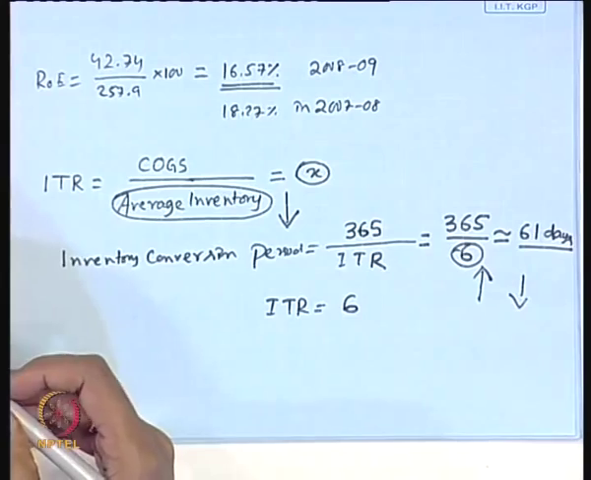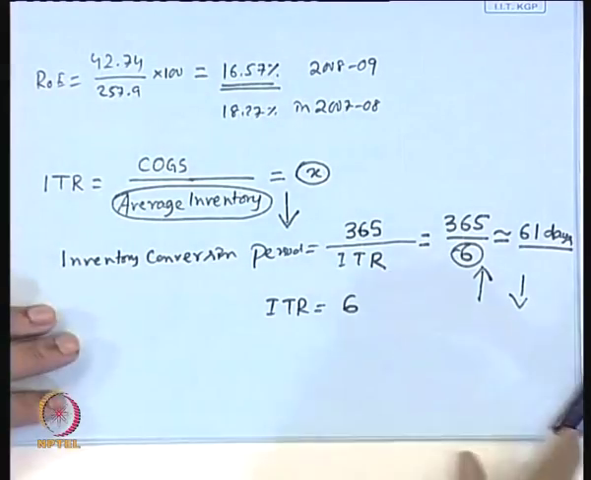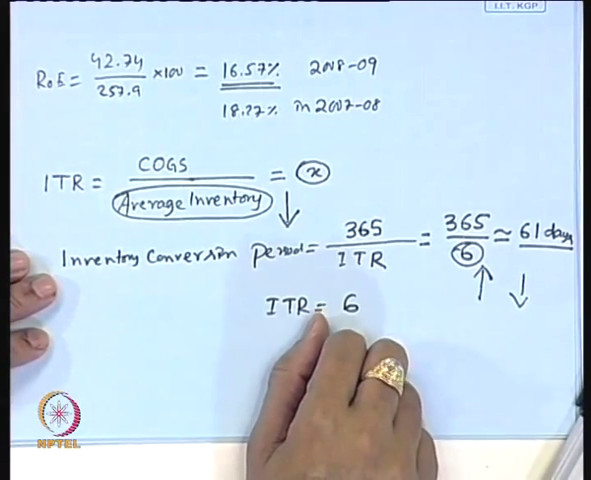And companies which go for something like a just in time approach to inventory, in that case the inventory is likely to be 0 or almost 0, then ITR becomes very high, and the inventory conversion period also becomes as little as possible. In those cases of just in time concept, the inventory turnover ratio may not mean anything, because in any case the company has no intention of holding an inventory to convert it into sales.